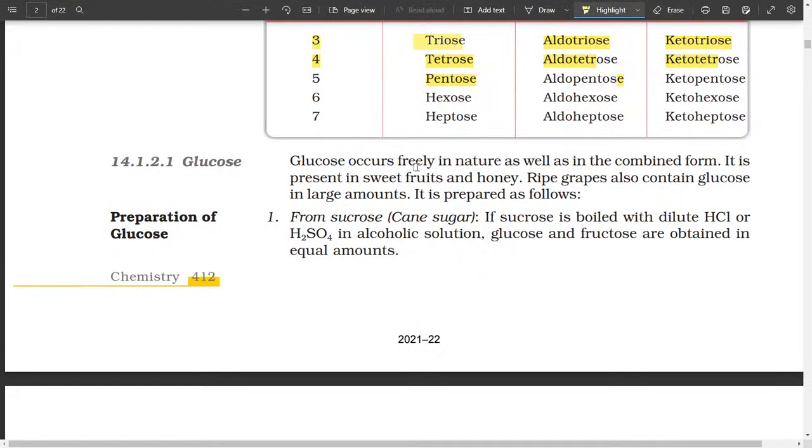Glucose. Glucose occurs freely in nature as well as in combined form. It is present in sweet fruits and honey. Ripe grapes contain glucose in large amounts. Preparation of glucose from sugar.